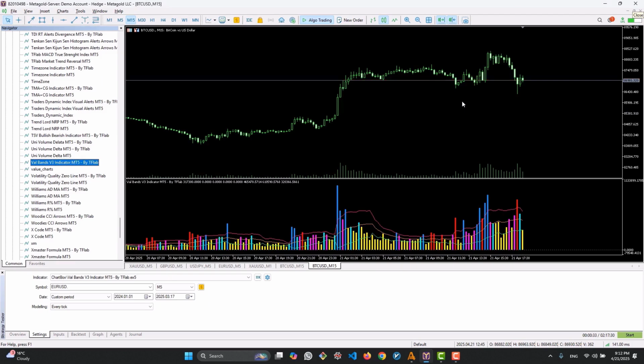This indicator can help us both in identifying trends and in spotting ranging areas in the market, as well as showing us the strength of the trend. And we can also use these as buy and sell signals. This indicator is made up of histograms and lines. When these histograms are yellow, it indicates that we are in ranging areas.